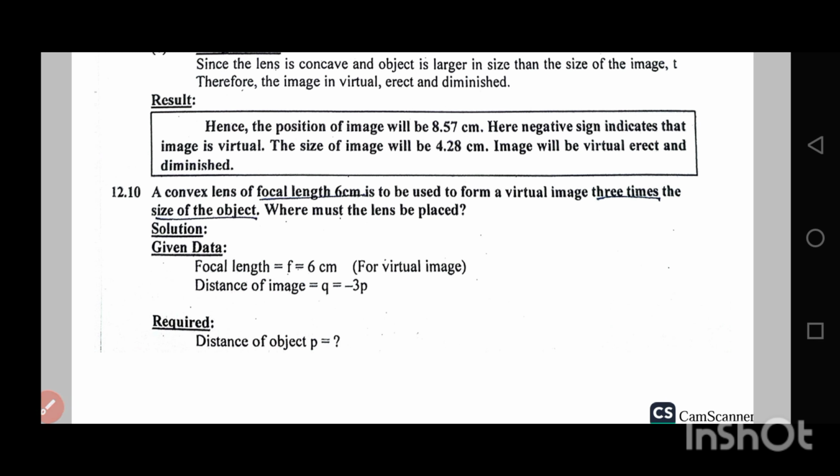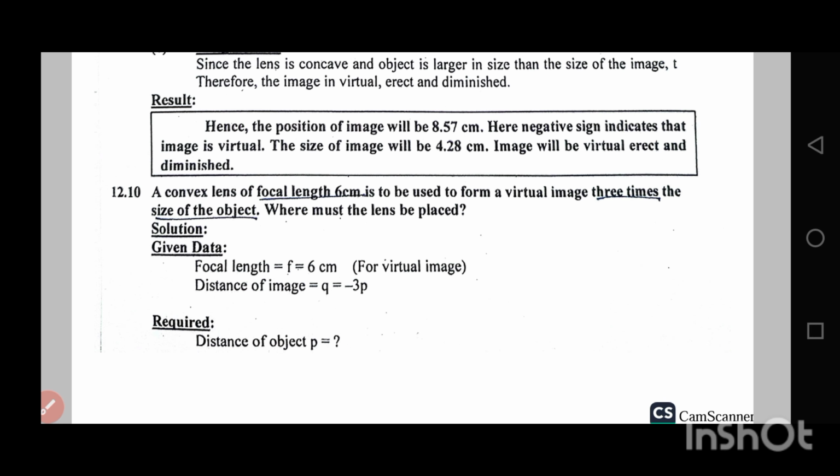A convex lens of focal length 6 cm is to be used to form a virtual image 3 times the size of the object. Where must the lens be placed? We need to calculate the distance of object. So dear students, we are given that focal length of convex lens is 6 cm. As it is convex, we take the focal length of convex lens as positive, so f is equal to 6 cm.